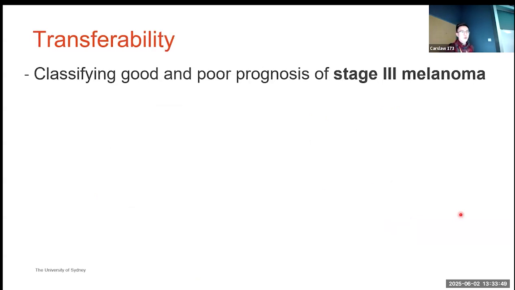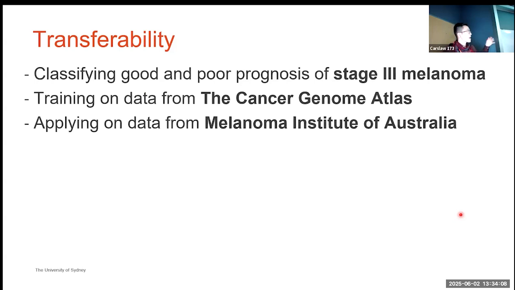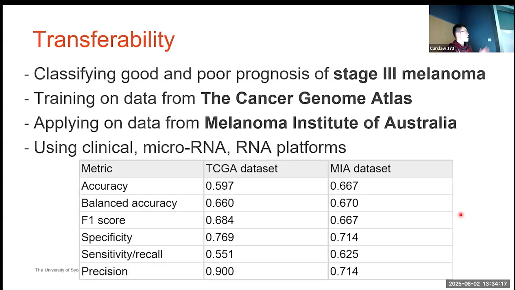And then as another thing, we also show that these pathways can be transferable from one cohort to another cohort. So as another case study, we looked at the prognosis of stage 3 melanoma, and we trained on data from the Cancer Genome Atlas, and then we applied those pathways onto data from the Melanoma Institute of Australia. And then these were the platforms we used, and we find that when we build the platforms on one data set and apply it on the other data set, it maintains an acceptable performance.